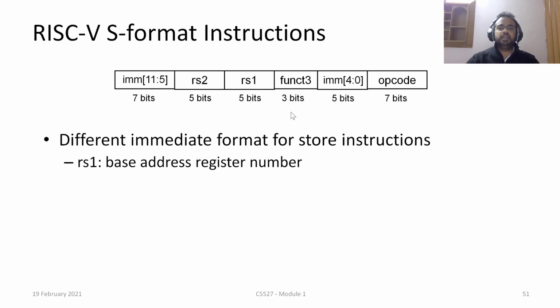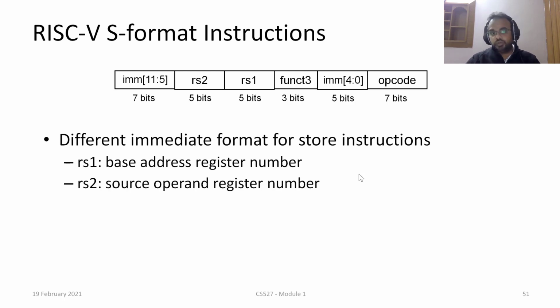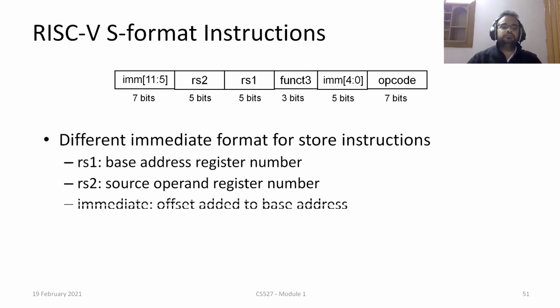So the RS1, again similar to the load instruction, acts as the base address register's number. RS2 is the source operand. It means the value in RS2 will be written to the address given by RS1 plus the immediate value. So the immediate value is obtained by concatenating these two sequences, then we'll get 12 bits of immediate value.